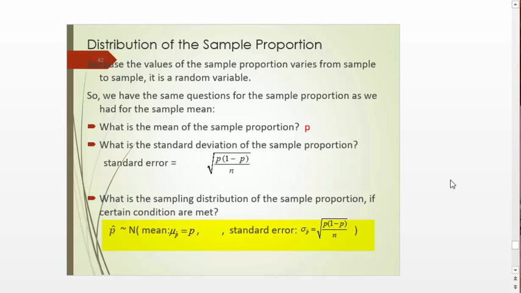If those conditions are met, that n times p and n times 1 minus p are both greater than or equal to 10, then we can approximate our sample proportion just like our binomial with the normal distribution, where the mean of it will be p and the standard error will be the square root of the quotient p times 1 minus p divided by n.